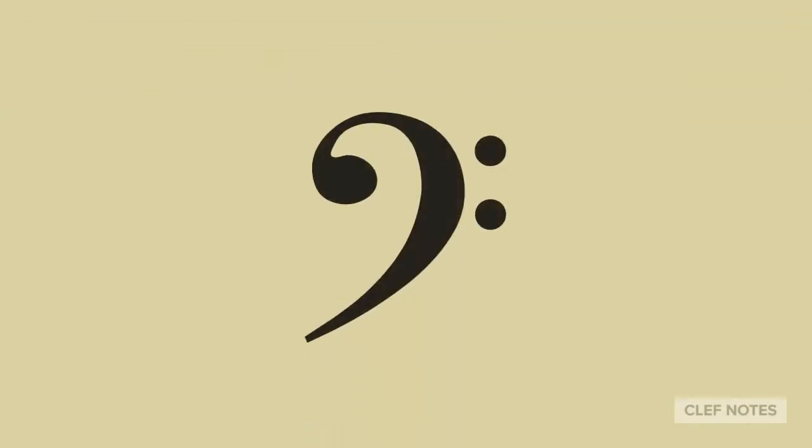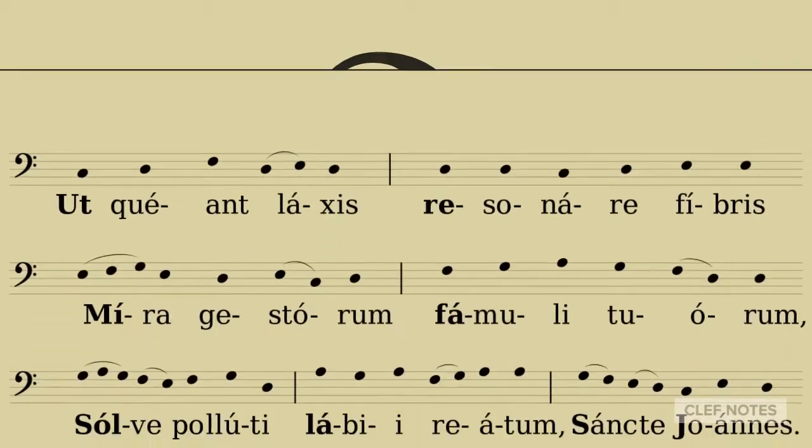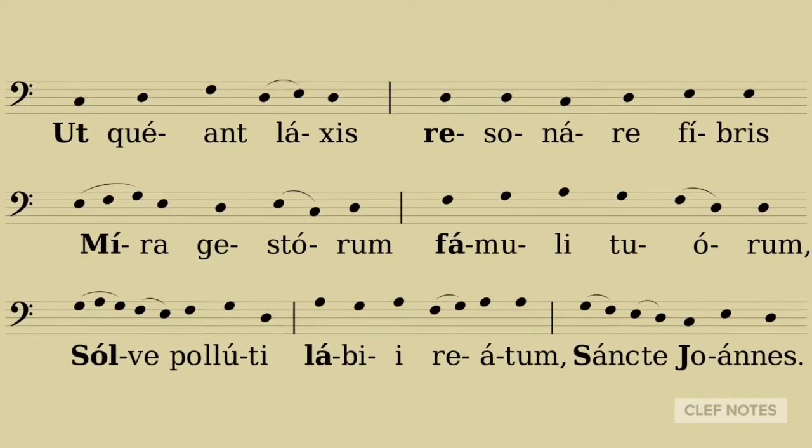Then there's the bass clef, or the F clef, used by lower-sounding instruments like the cello, tuba, double bass, euphonium, and trombone. You can also see it used as the pianist's left hand.